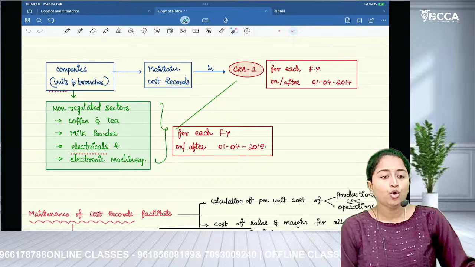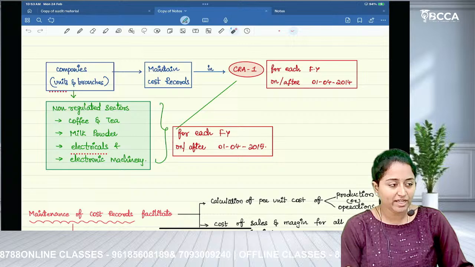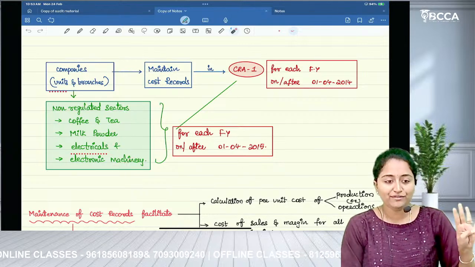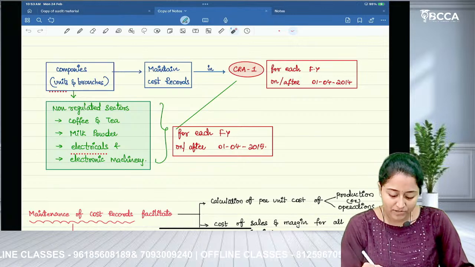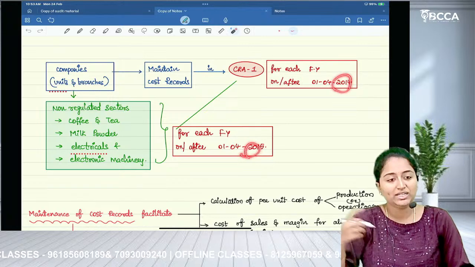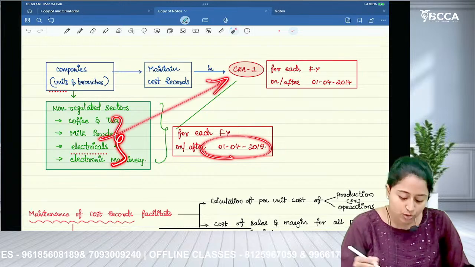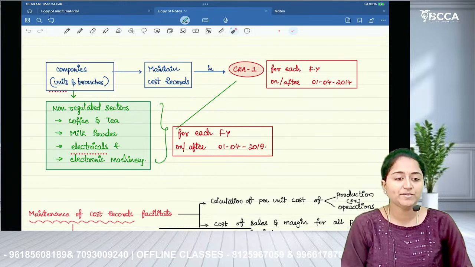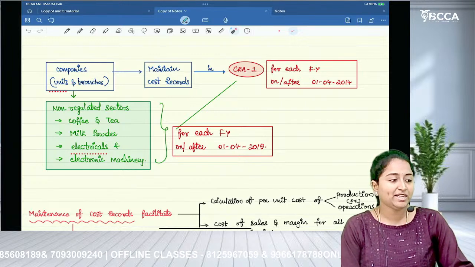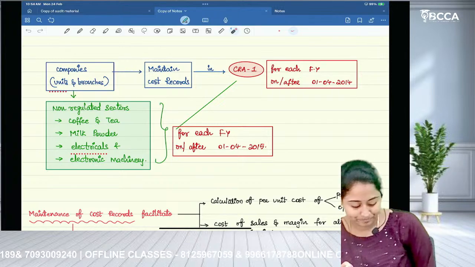Clear? Only for non-regulated sectors, only for these 4: coffee and tea, milk powder, electricals, electronic machinery. Only for these 4 the date has been changed. 1st of April 2015, not 2014, but 1 year later, 2015. From this date, these also shall do cost records maintenance in form CRA 1. Clear? This is only regarding date and maintenance. Maintenance of cost records is given under which form? Form CRA 1.